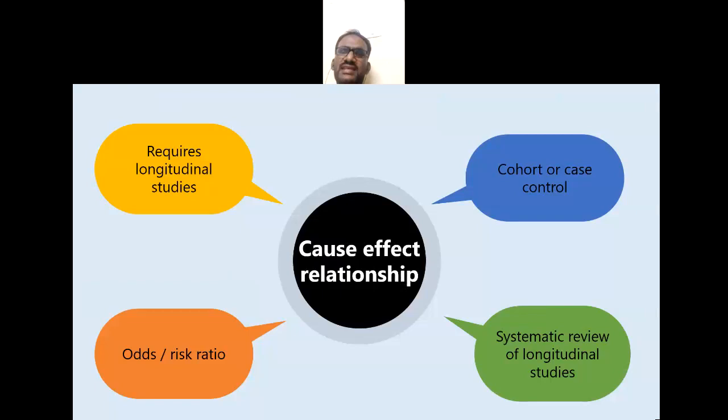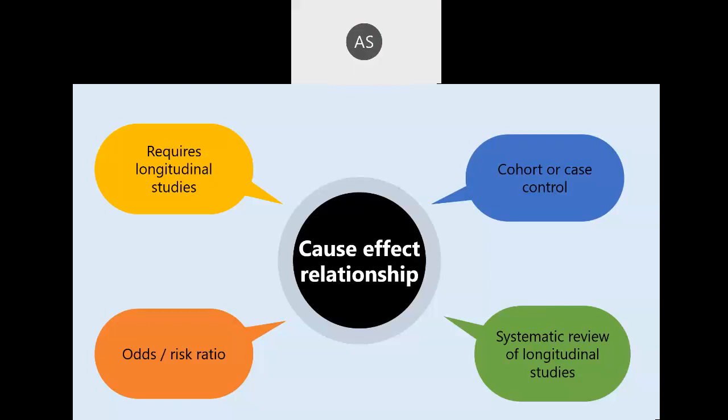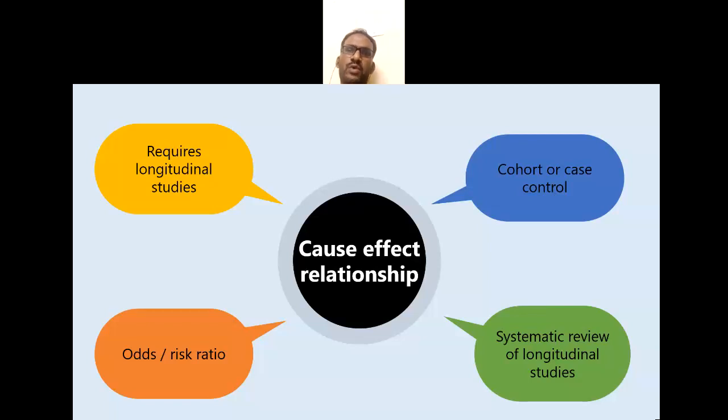You may ask how we can establish a cause-effect relationship. To establish it, we require longitudinal studies. As I mentioned in the previous part of the presentation, for etiology we need cohort and case-control studies, which are longitudinal in nature. These can give us effect size values like odds ratio or risk ratio, which determine the odds or risk of that exposure causing the effect or the outcome.